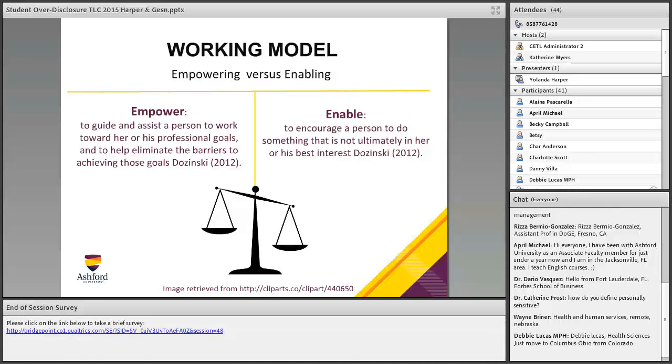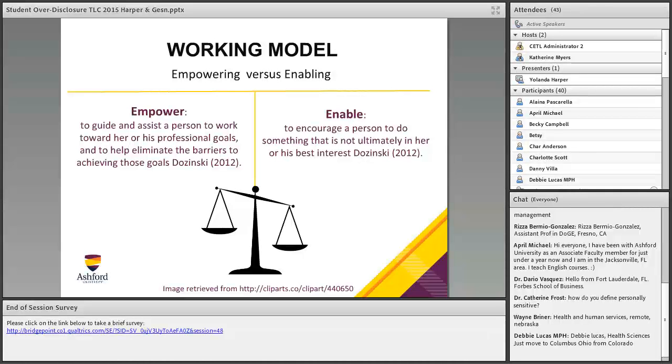And then there are also responses that neither consciously seek to empower nor to enable, but simply avoid addressing the disclosure altogether, which could have the impact of empowering or enabling, depending on the student and the context of the disclosure, as well as how other students respond in the classroom.